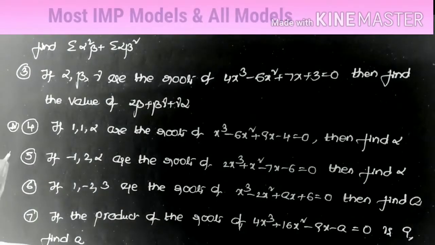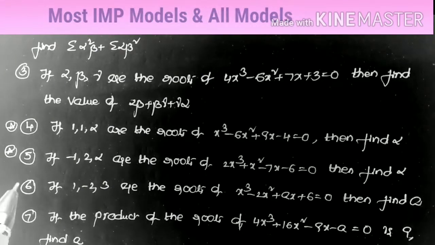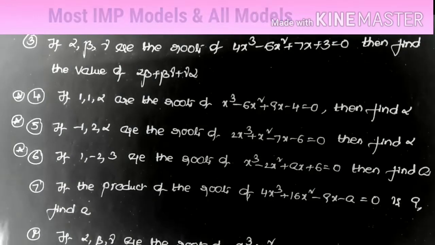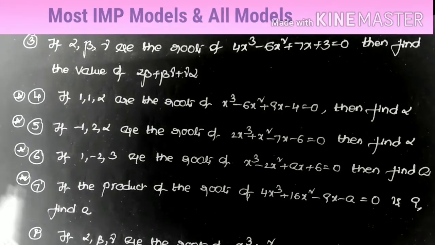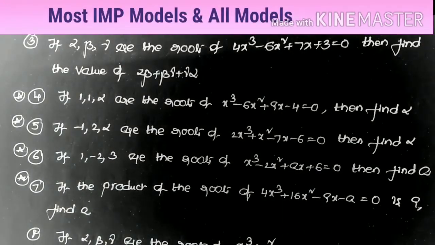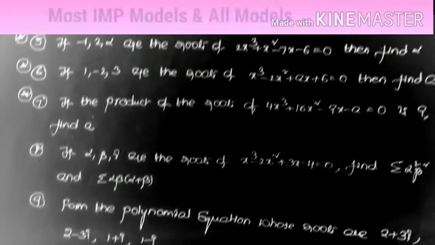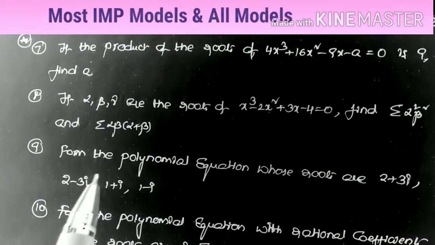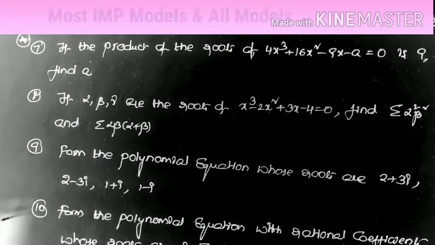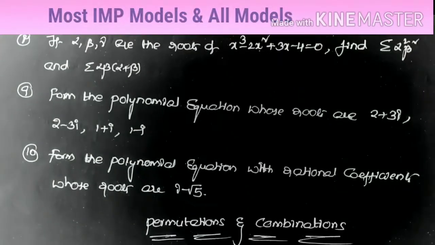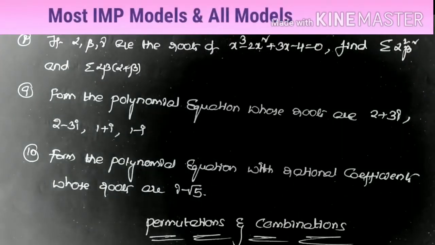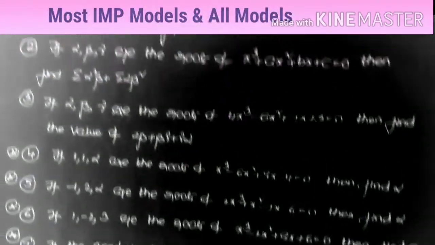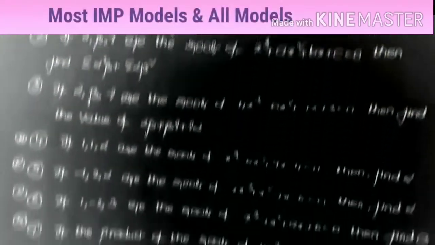These are the most important problems, very important sums. This is also the very important sum. Roots are given, find a value. And this is also most frequently repeated question. Product of the roots is given, then what is a value? Next one, if alpha, beta, gamma are the roots of the equation, find those values. And the next one, form the polynomial equation whose roots are given below. And the next one, find the polynomial equation whose roots are given below. Now these are the only expected sums from the theory of equations chapter. Only these are the problems.